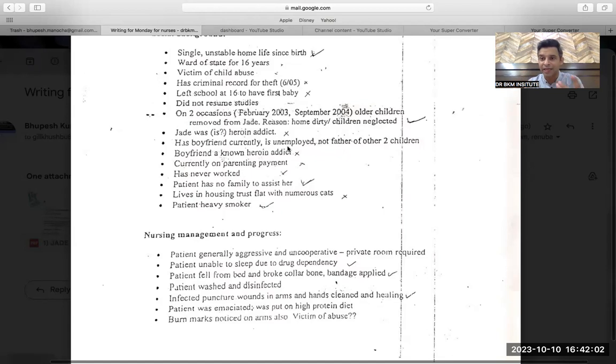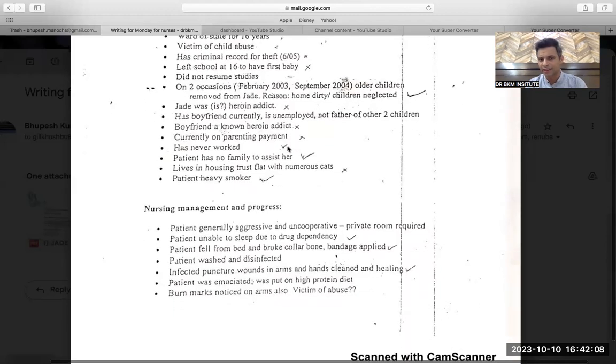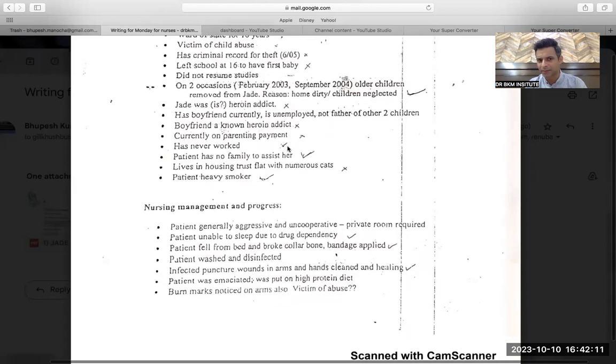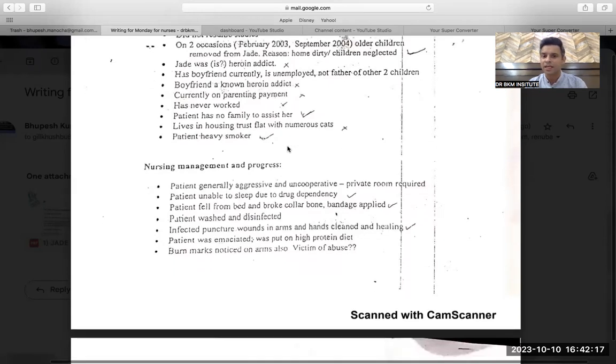So we are just trying to collect the history for the community health nurse, to show what this girl is all about. The boyfriend is a known heroin addict, currently on parenting payment, and has never worked. The patient has no family to assist her, so she lives alone, in a housing trust flat with numerous cats.